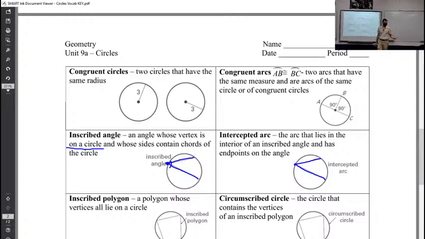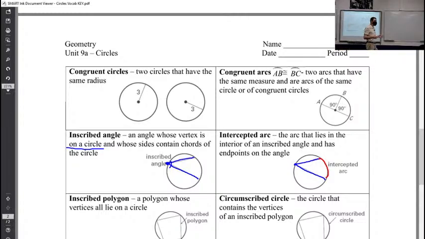And it can form an arc. Like here. And that arc is called an intercepted arc. So an intercepted arc comes from an inscribed angle. All right, two more to talk about here. We're almost done.